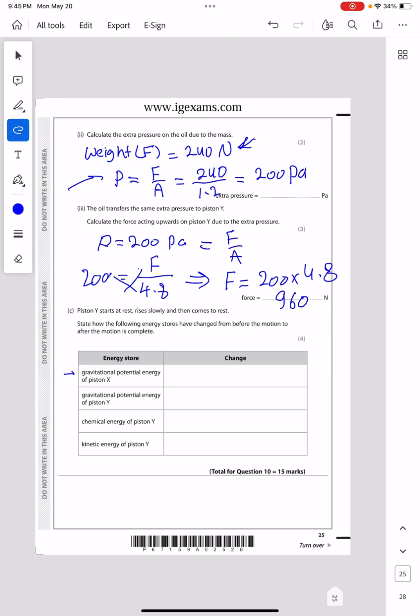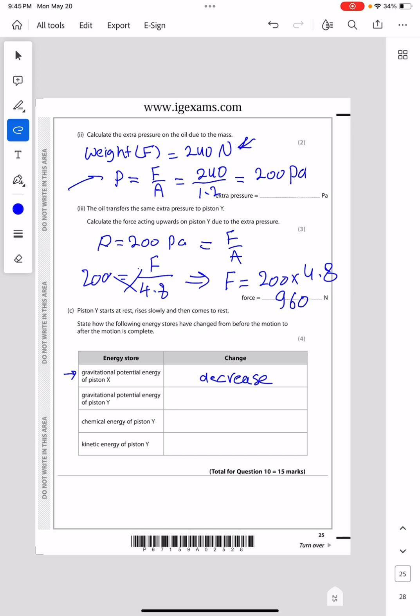Now, starting with the gravitational potential energy of piston X. When piston Y is rising, piston X is going down, which means that its height is less than before. And we know that the gravitational potential energy is all about the height. If the height is decreasing, it means that the gravitational potential energy is decreasing as well. So it decreases.